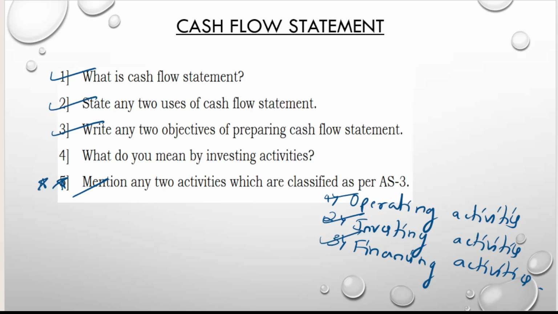In which source are you getting the money? That is financing. Through bank loans I am getting, through an issue of shares, through an issue of debentures, I am getting the money. That is financing activities. Okay. So I think now you can write the answer with investing activities.